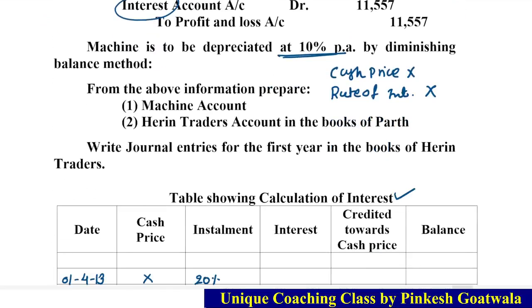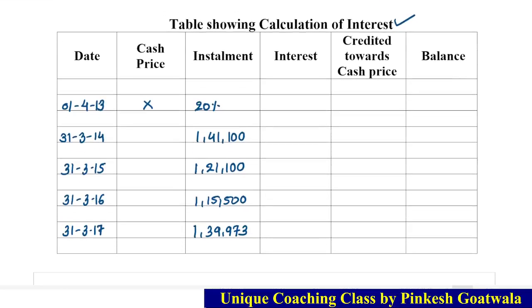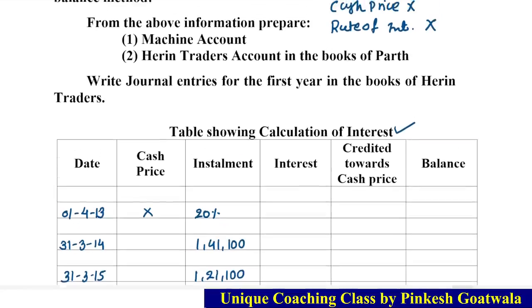Okay, so let's see how to do the calculation without it. So that's the important part here. The rate of interest is not given, right? So now what to do? How to complete the table? Just try with whatever information is available and try to complete the table.